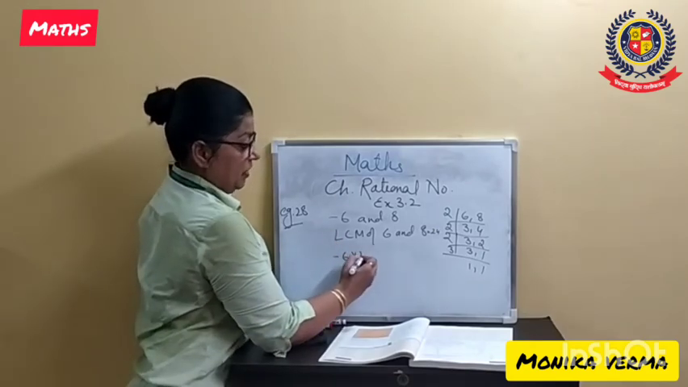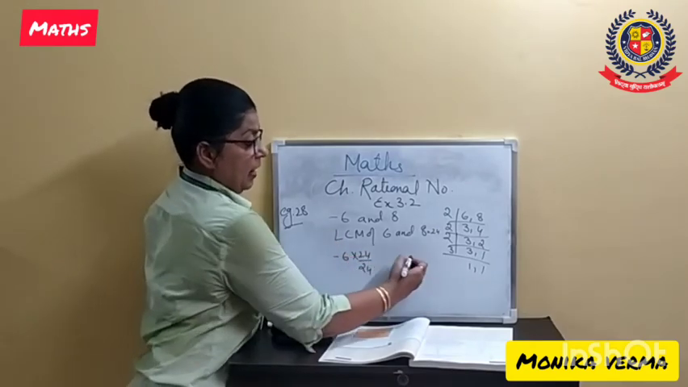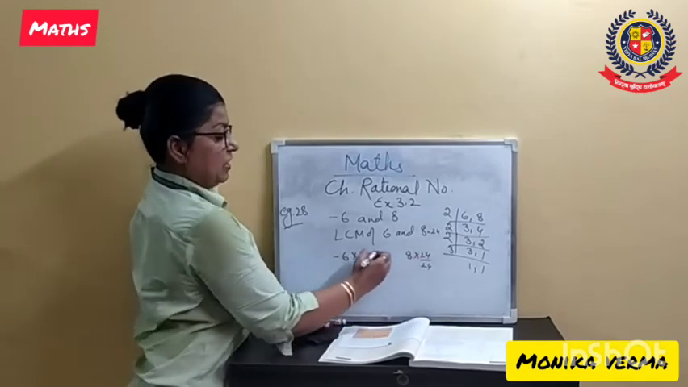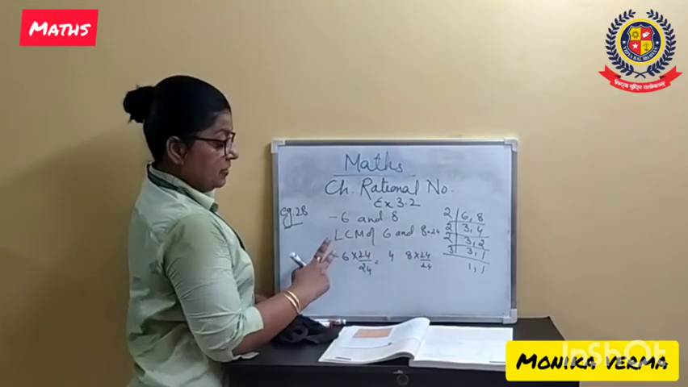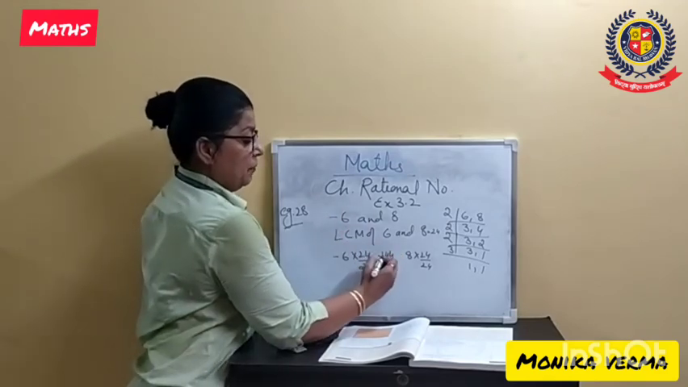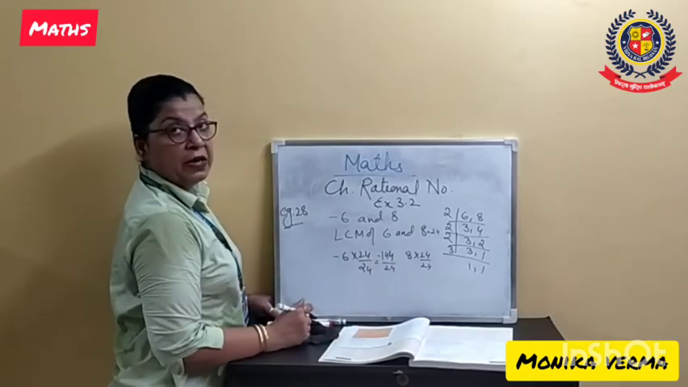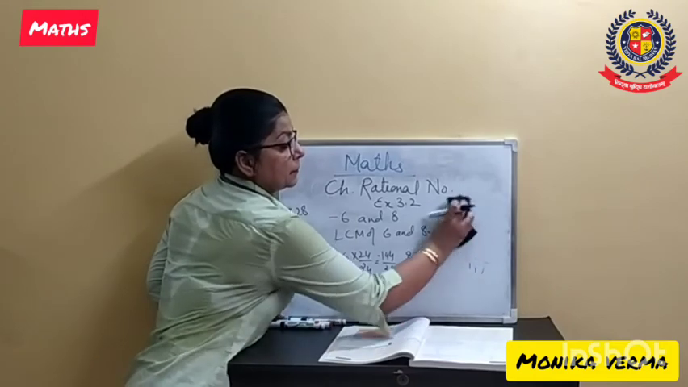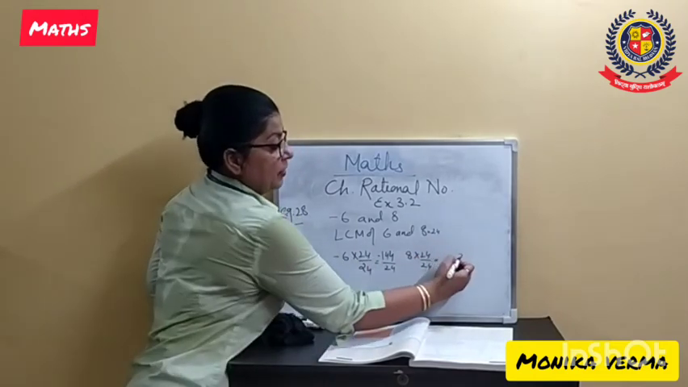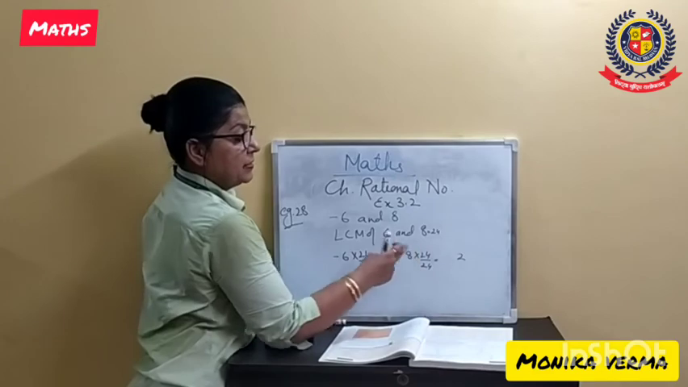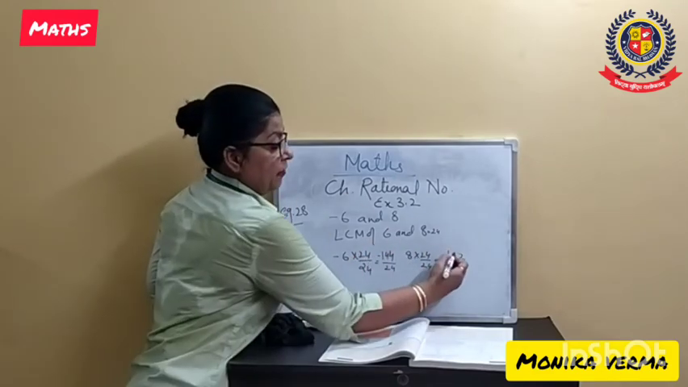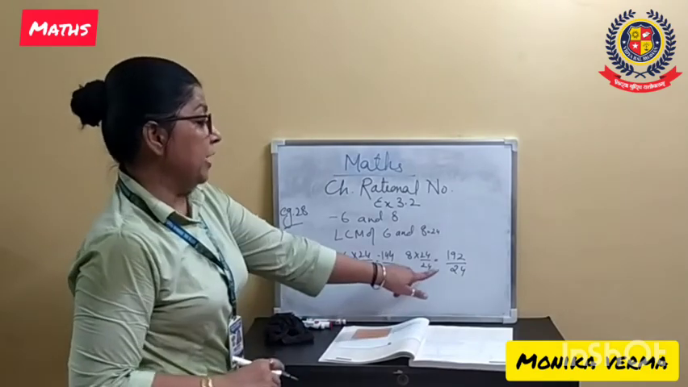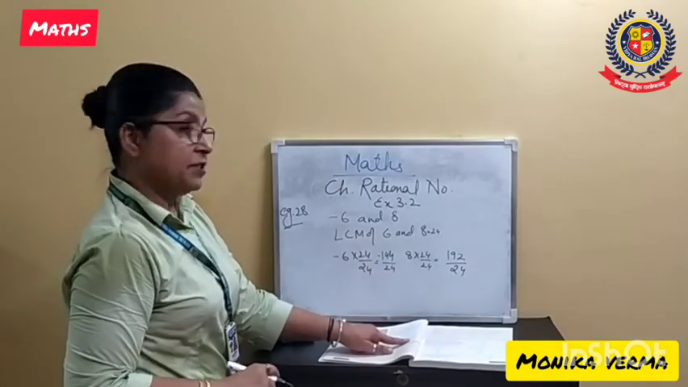Minus 6 into 24 by 24 and 8 into 24 by 24. Let's multiply. 6 4s are 24, 2 carries, 6 2s are 12 plus 2, 14. Minus 144 by 24. And similarly here, 8 4s are 32, 3 carry, 8 2s are 16, 19. 192 by 24. We have got two rational numbers, and between them we have to find rational numbers.